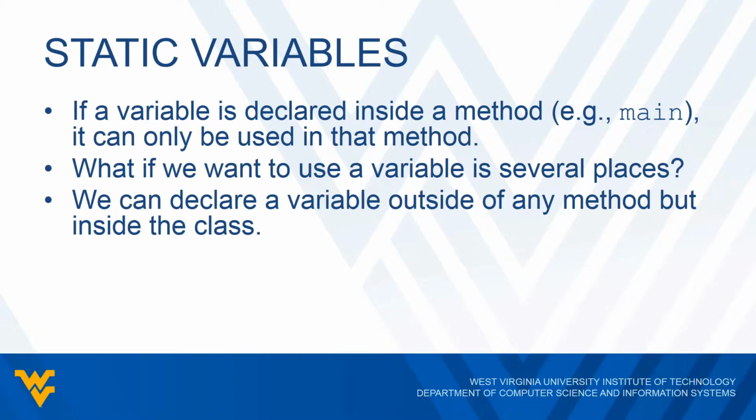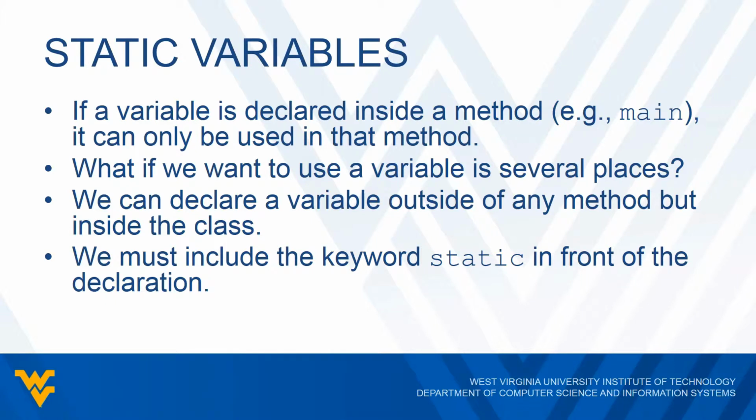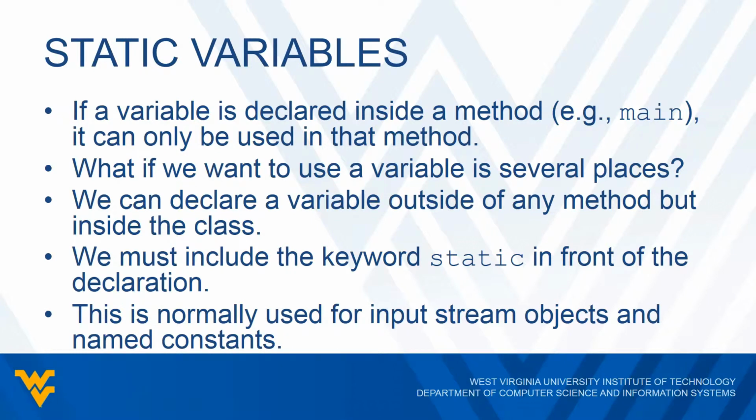So instead, we're allowed to declare variables outside of any method, but it still has to be declared inside of our class. You can't define a variable outside of a class. Java just doesn't let you do that. But you can declare it outside of any method. So the way we do this is we include the keyword static in front of our declaration statement. We normally use this for input stream objects, such as our scanner class, and for named constants. So we would normally declare these two types of variables outside of any particular method.